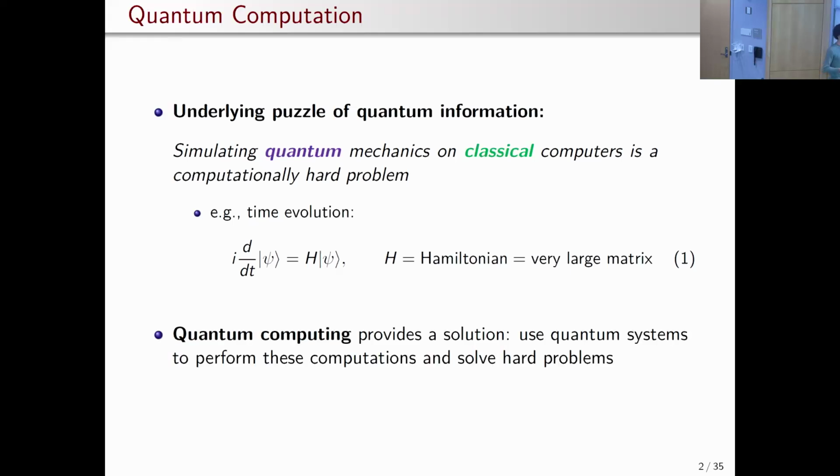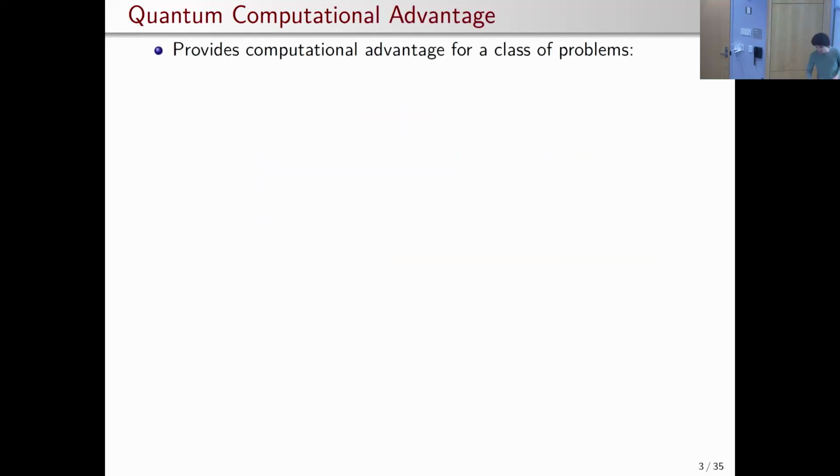On the other hand, quantum computing provides a solution, and it says we can just reverse engineer quantum mechanics to do these kinds of simulations. That is, because nature simulates the Schrodinger equation naturally, we can use that ability to perform these computations like time evolution, and perhaps also solve other hard problems. And so that's the name of the game.